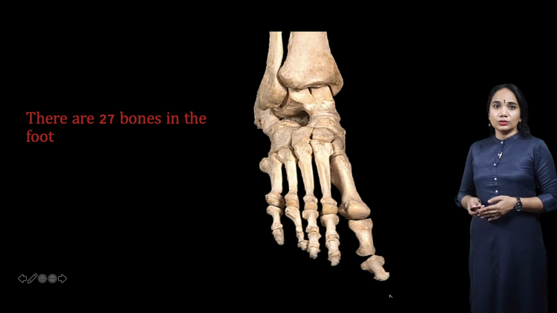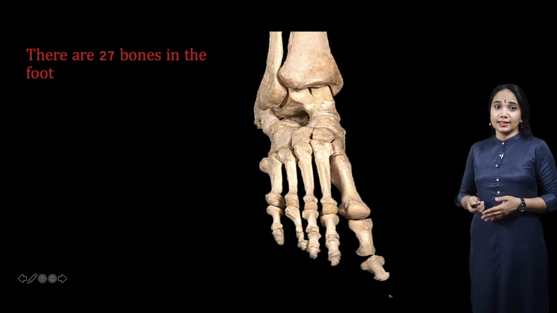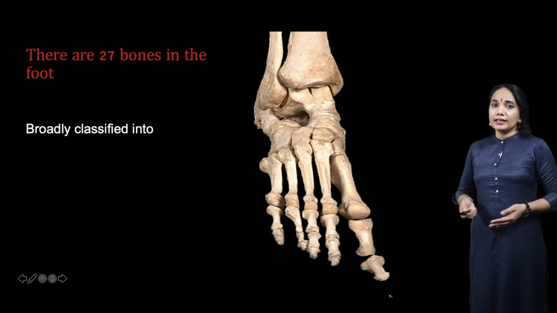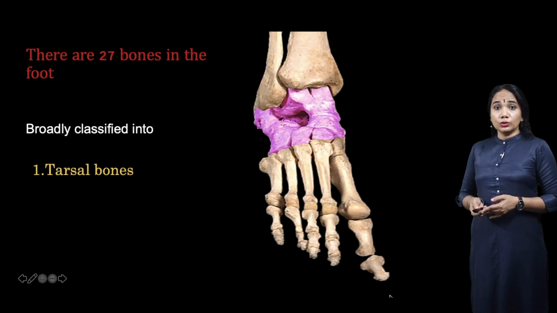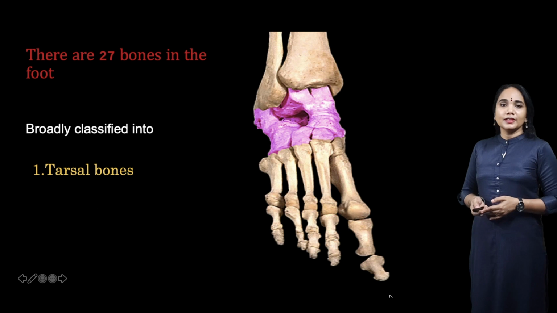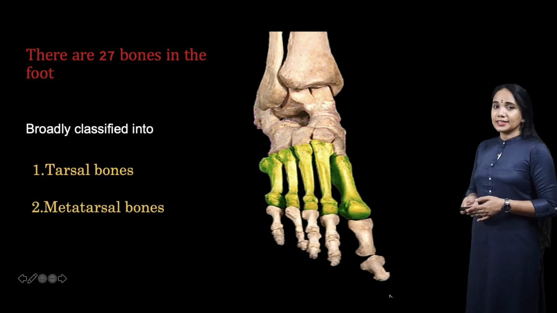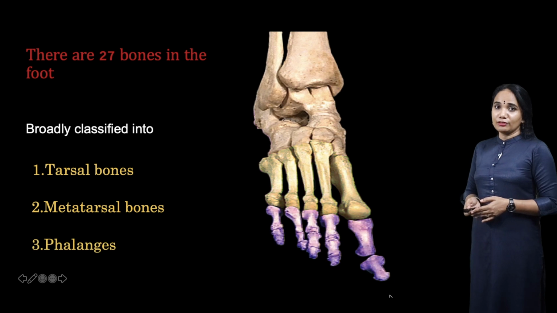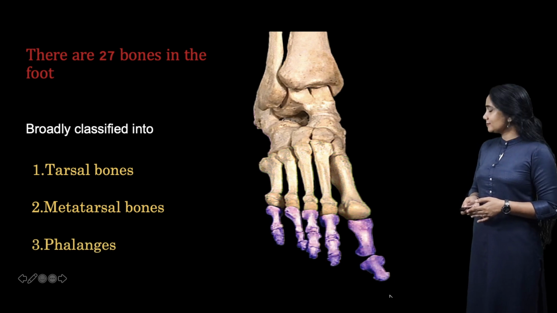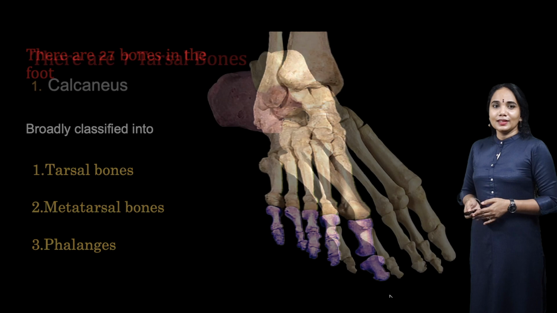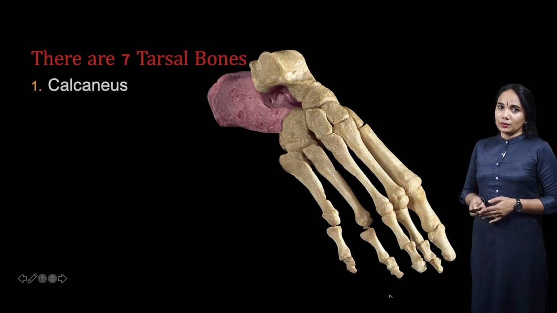Let's try to list out the bones in the articulated foot. So they are broadly classified into the tarsal bones, which are here. Then we have the metatarsal bones. There are 5 metatarsal bones, and we have phalanges. Let's look at each of them one by one.